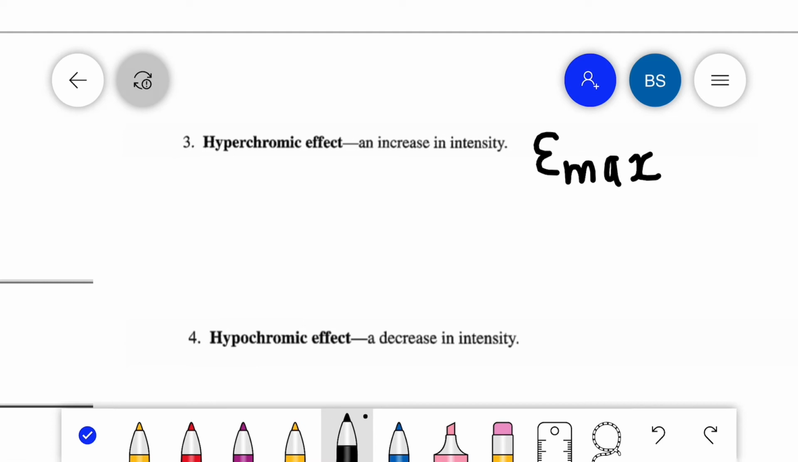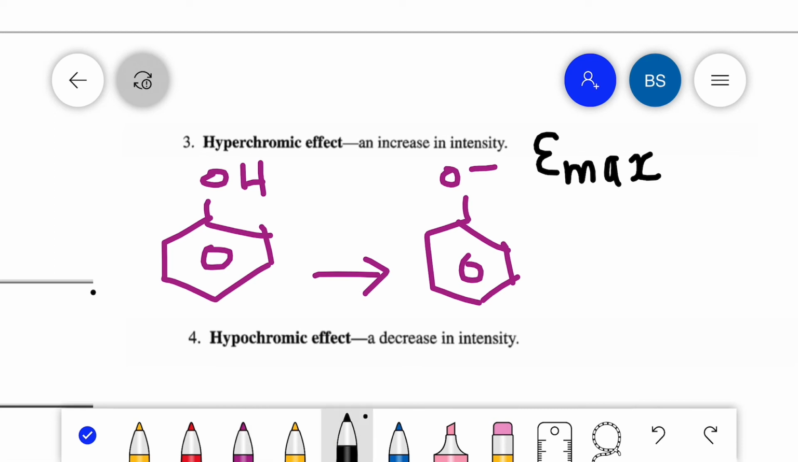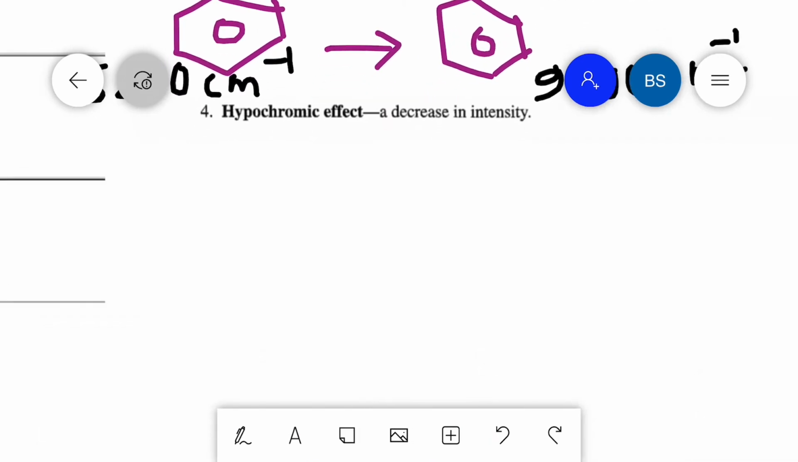A shift of molar absorption coefficient, epsilon max, to a higher value by an increase in the intensity of an absorption band is called a hyperchromic shift. For example, conversion of phenol to phenoxide ion shifts epsilon max from 6200 to a higher value of 9200. Actually, a bathochromic shift is accompanied by a hyperchromic shift.